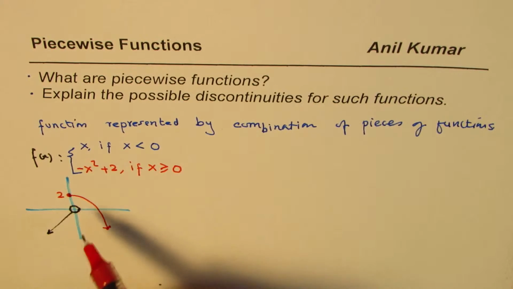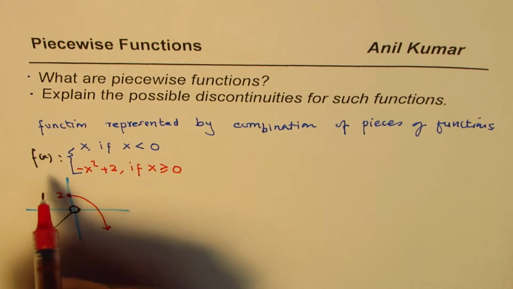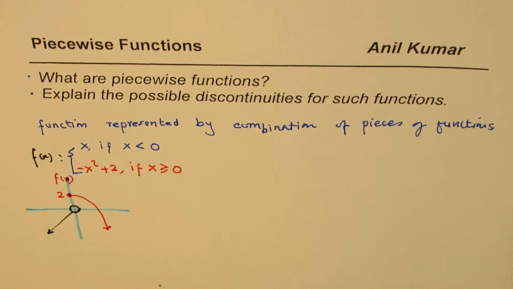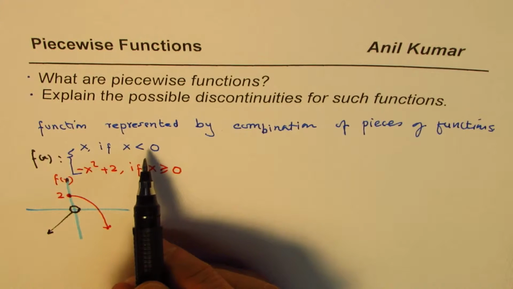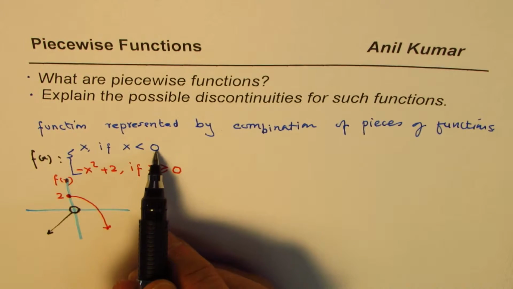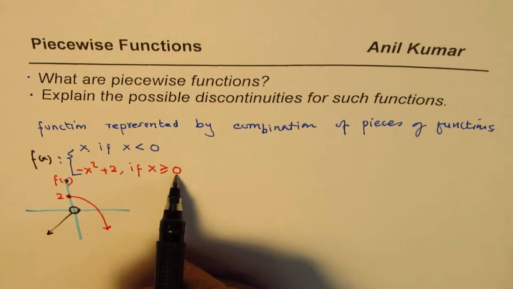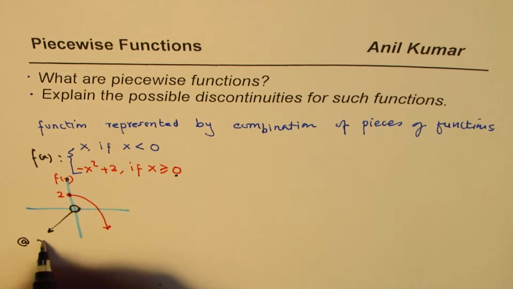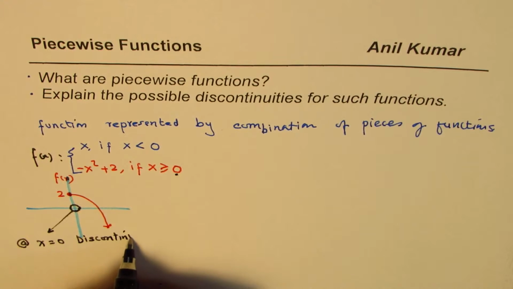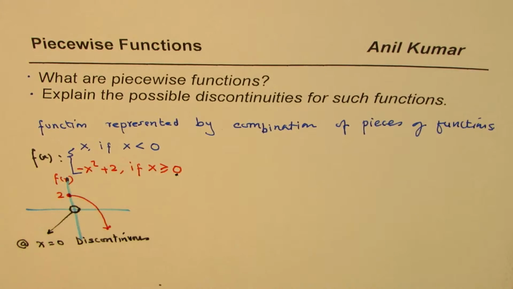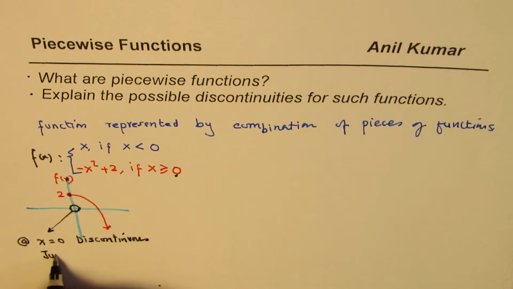So as you can see here, we have two different pieces defining the function f of x. Do you see that? And we also see that they are not continuous at x equals to 0, right? So these two pieces are defined on the interval minus infinity to 0 and from the interval 0 to infinity. At 0 they are discontinuous. So at x equals to 0 the function is discontinuous. And the type of discontinuity which we have here is called jump discontinuity.